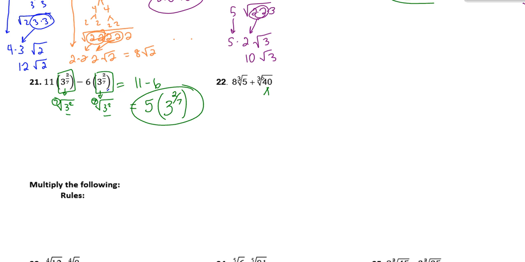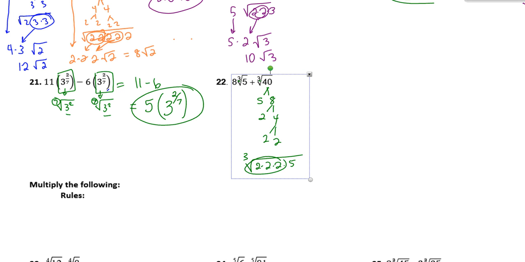Okay, here's another one. This time the group size, the shelf number, is 3, but they both have it. So I'm going to break down this 40. Looks like I've got a group of 3 3s and a 5. So 1 makes it out. That poor 5 is left inside. So the problem now looks like this.